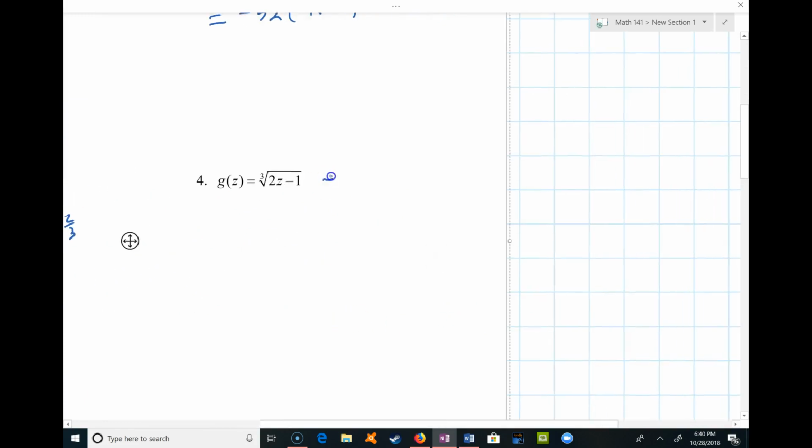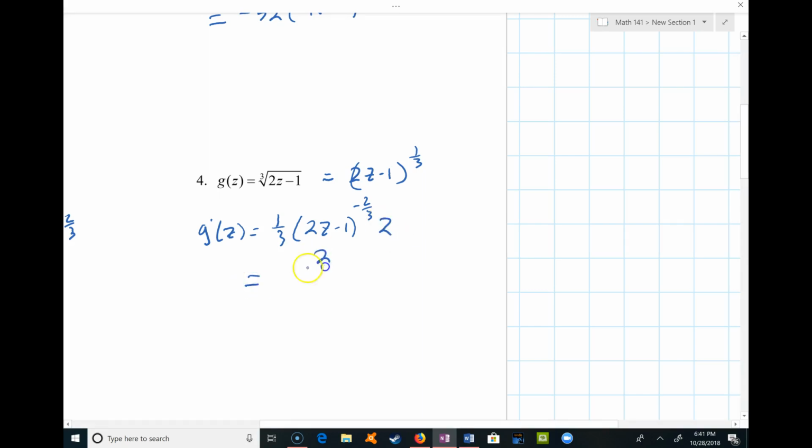Moving right along, I'll probably rewrite this first as 2z minus 1 to the 1/3 power. So the derivative, first, the outer layer would be something to the 1/3 power. So that would be 1/3 times 2z minus 1 to the negative 2/3 power. Then multiply that by the derivative of 2z minus 1, and that would just be 2. So we rewrite that as 2 on top, and 3 times 2z minus 1 to the 2/3 power on the bottom.